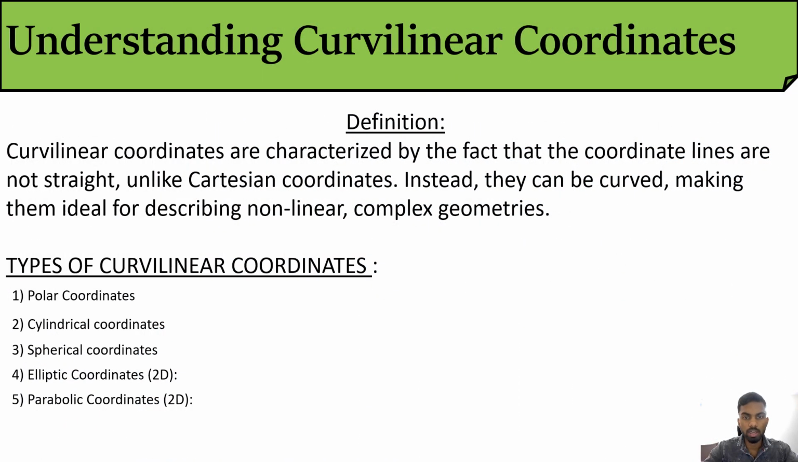Curvilinear coordinates are characterized by the fact that the coordinate lines are not straight, unlike Cartesian coordinates. Instead, they can be curved, making them ideal for describing nonlinear, complex geometries. The types of curvilinear coordinates are polar coordinates, cylindrical coordinates, spherical coordinates, elliptic coordinates, and parabolic coordinates.